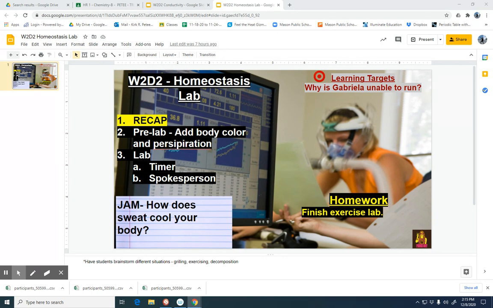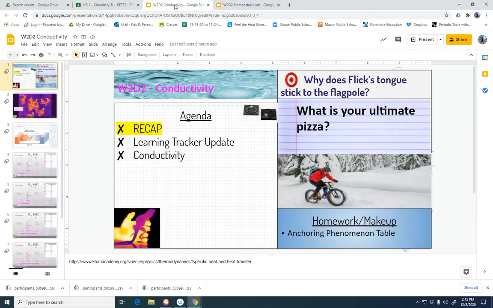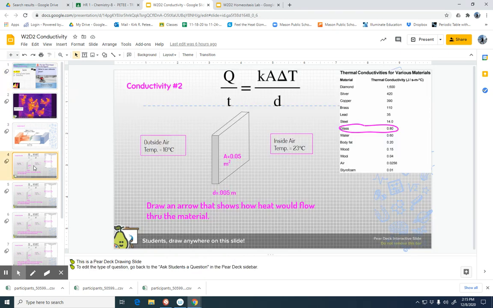In chemistry B, what we looked at was conductivity. So we looked at the formula of conductivity and also gave an example using a window pane. And we asked our students to tell us a little bit about how energy was moving and also how the different variables, if you adjusted these variables, what would happen to the amount of heat.